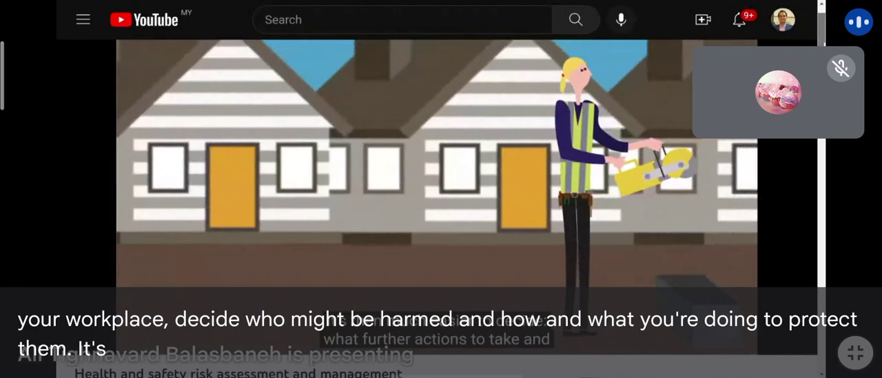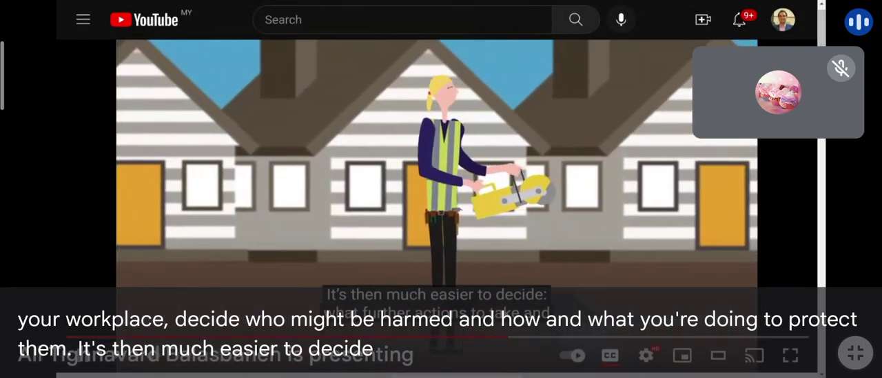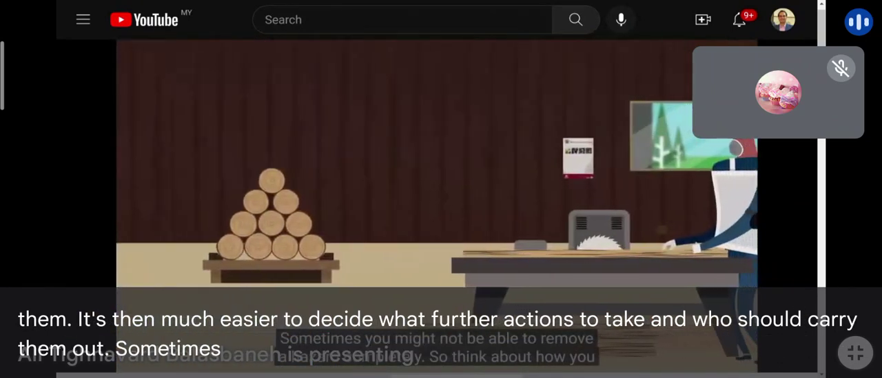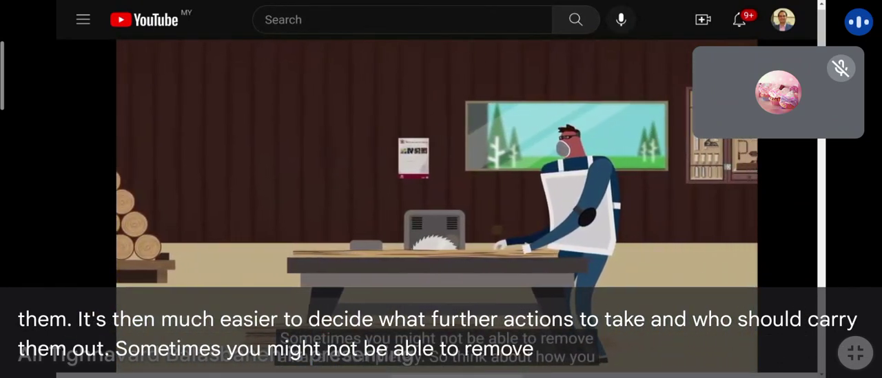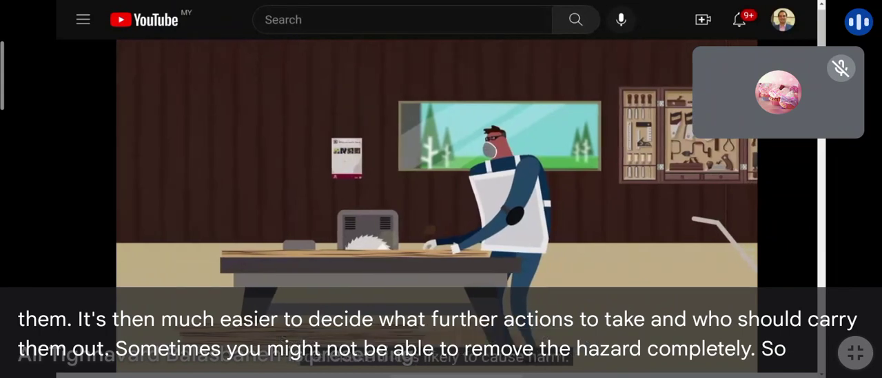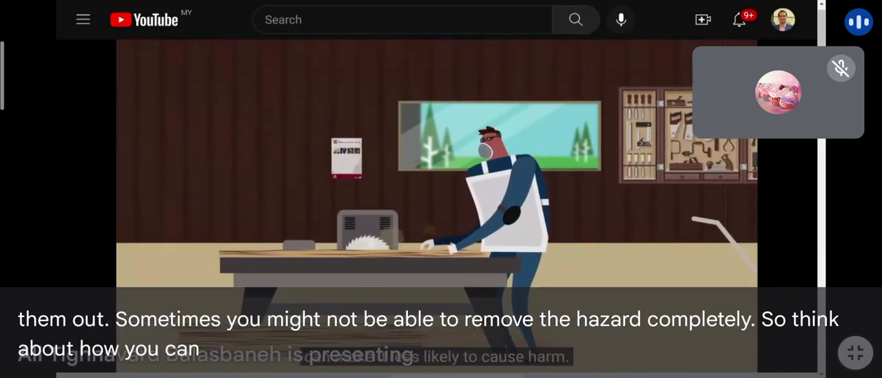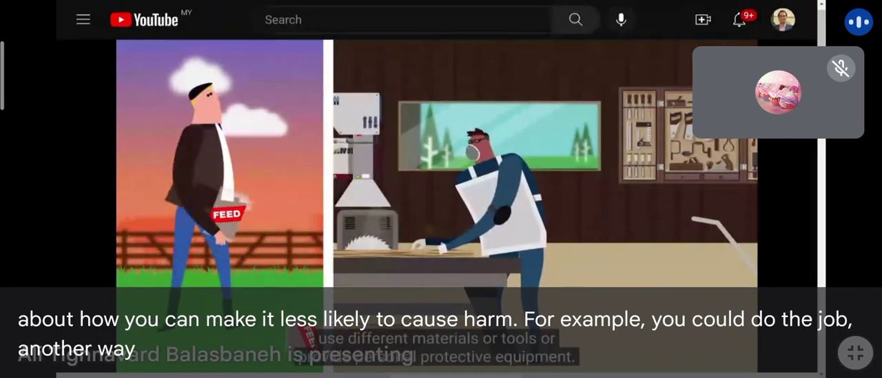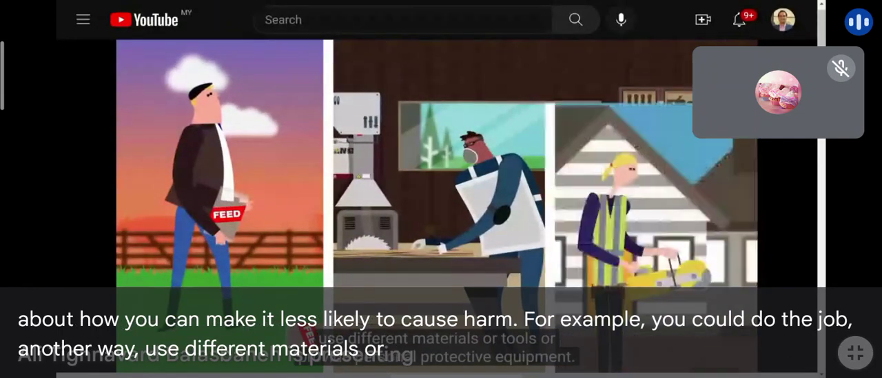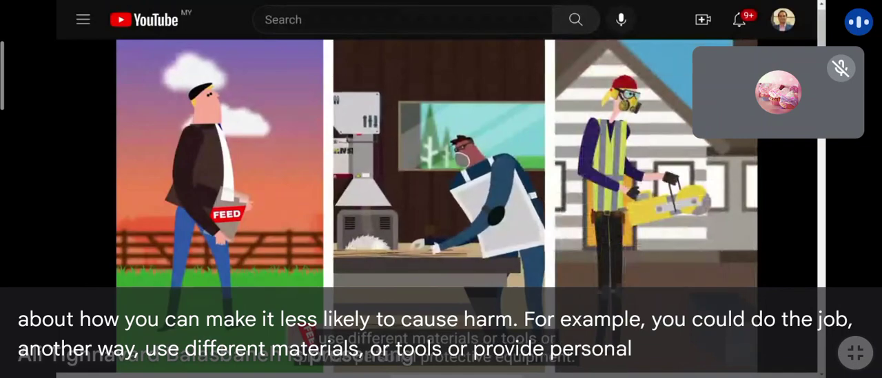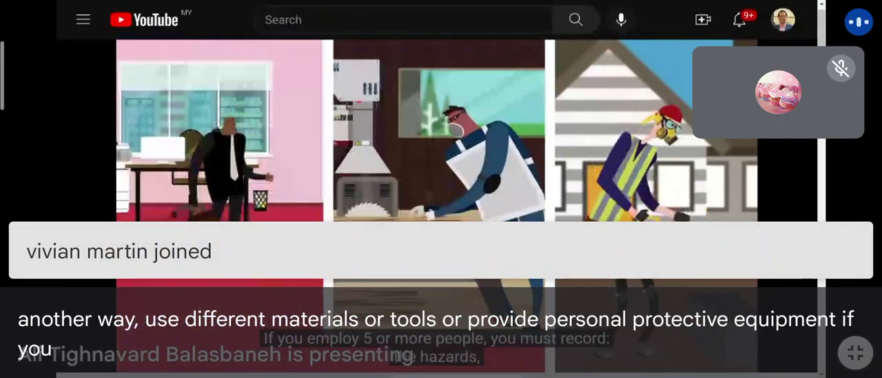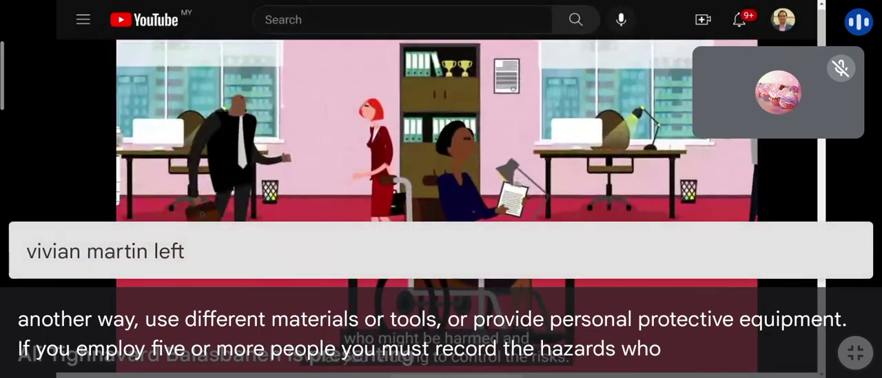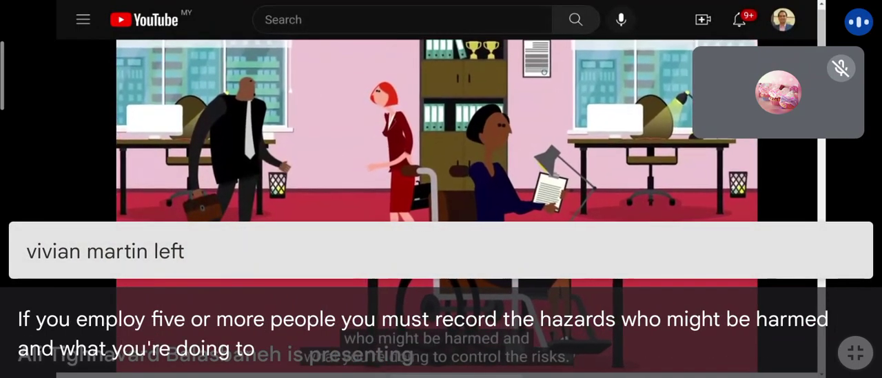protect them. It's then much easier to decide what further actions to take and who should carry them out. Sometimes you might not be able to remove the hazard completely, so think about how you can make it less likely to cause harm. For example, you could do the job another way, use different materials or tools, or provide personal protective equipment. If you employ five or more people, you must record the hazards, who might be harmed, and what you're doing to control the risks.